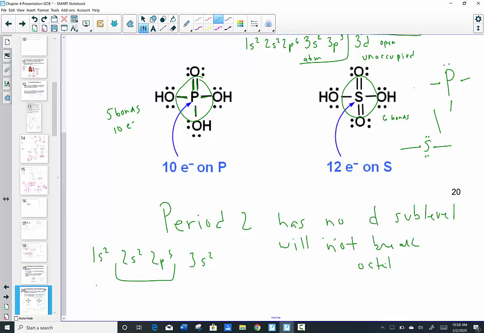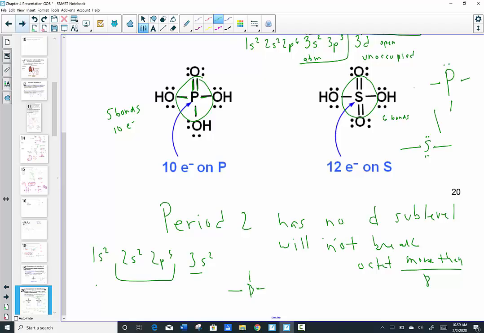In other words, it won't have more than 8. So when I say break the octet rule, I mean for more than 8 electrons. Now, boron clearly broke the octet rule, but it was not going over 8, it was going under 8. It had 6 valence electrons by the time it formed 3 bonds. So it doesn't break the rule in that sense, but what I'm referring to is that period 2 has no ability to expand and go over 8 electrons.